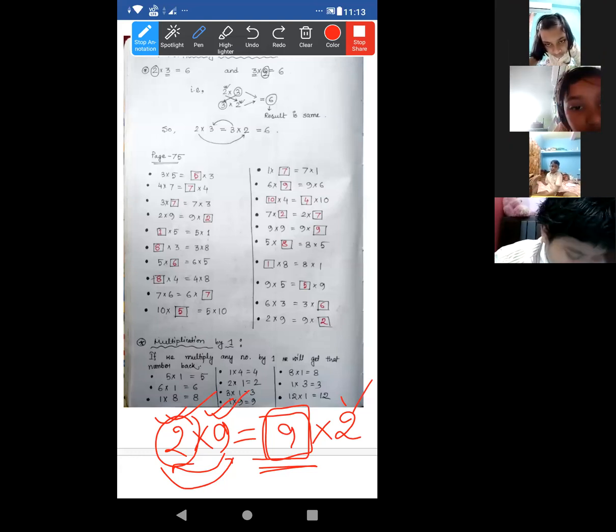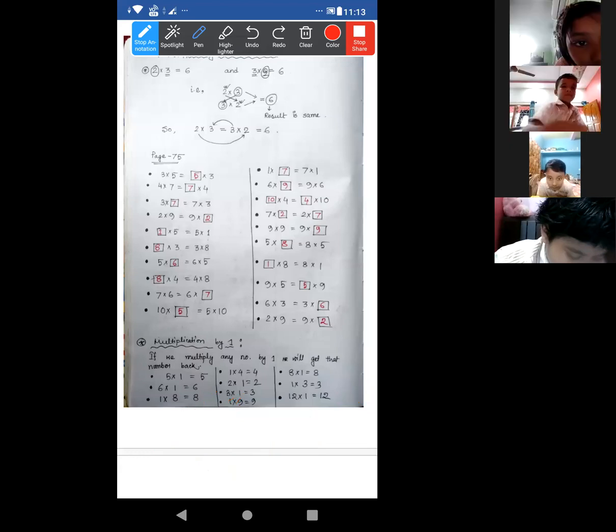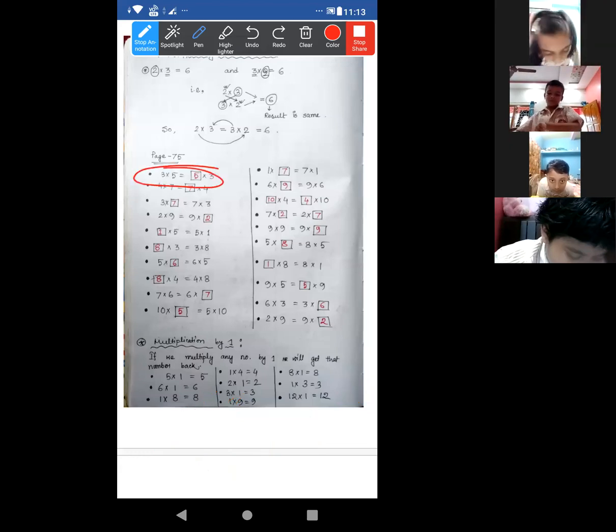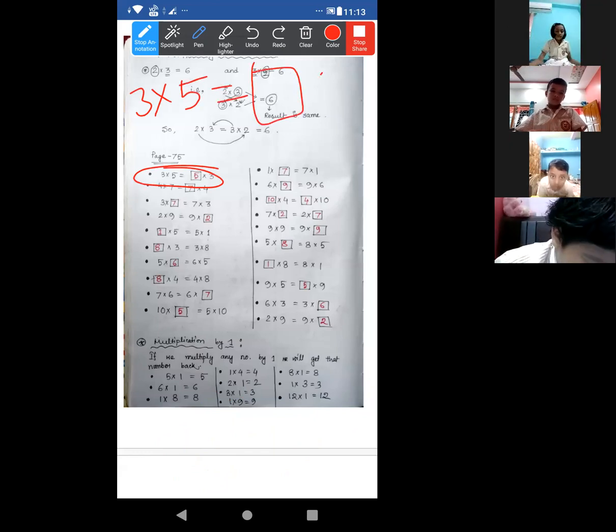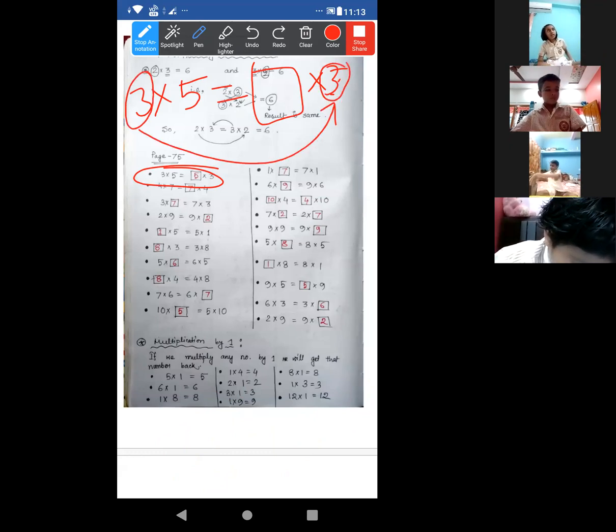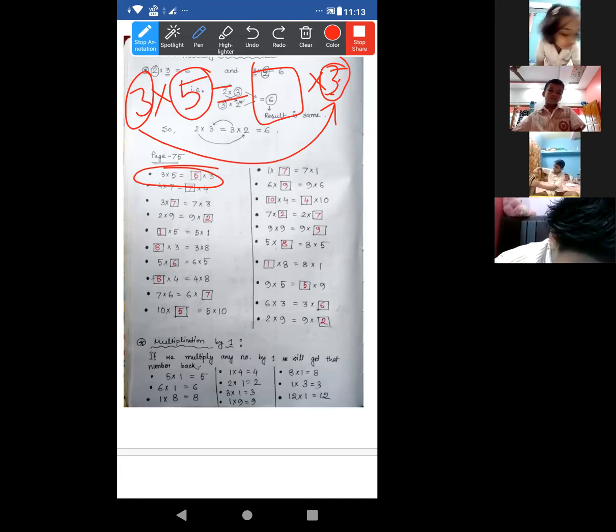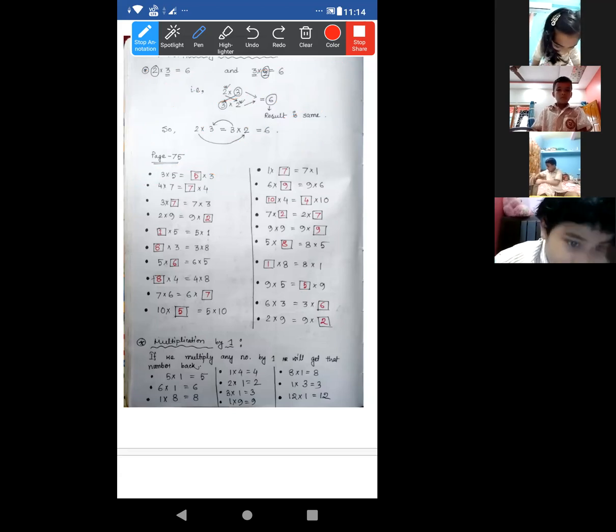Okay, now complete this. Acha, this first one, it is given 3 into 5 is equal to dash into 3. Look, 3 was in the first position, here it has come in the last position. Now here 5 is in the second position, so here 5 will be in the first position. Only just we will change its position.